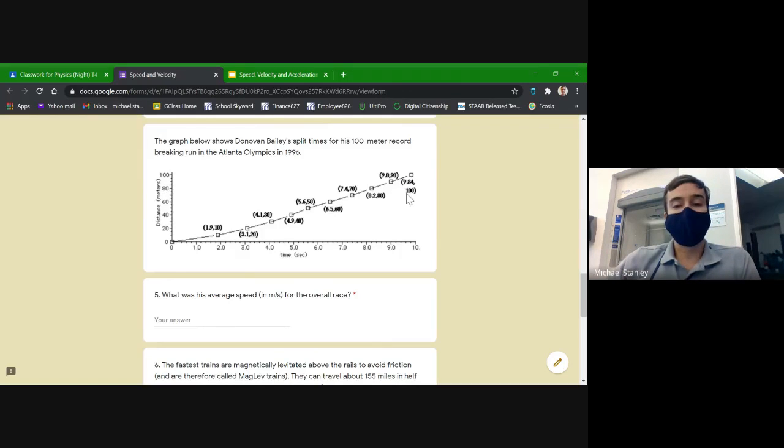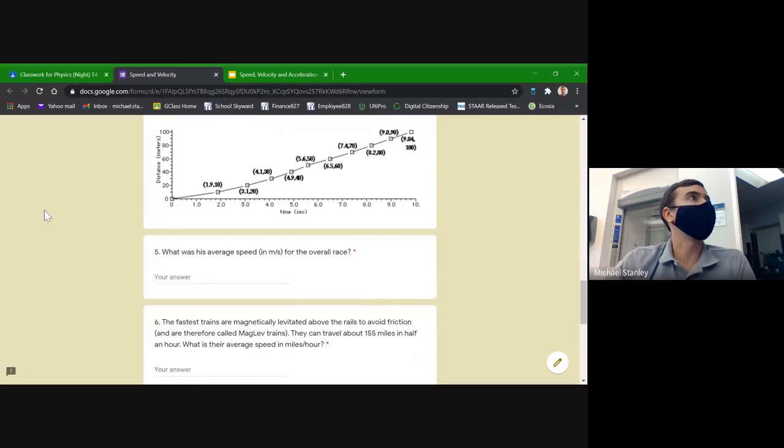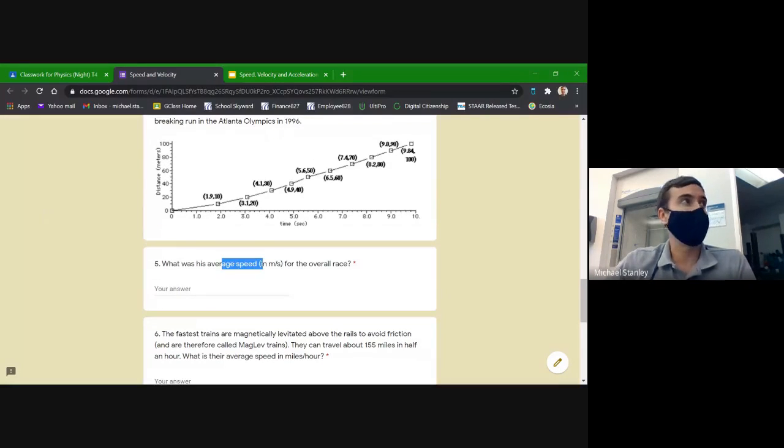And so his final measurement was 9.84 seconds. He covered 100 meters. So the 9.84 here is his time, and the 100 is his distance. So this one should be a pretty straightforward average speed calculation.